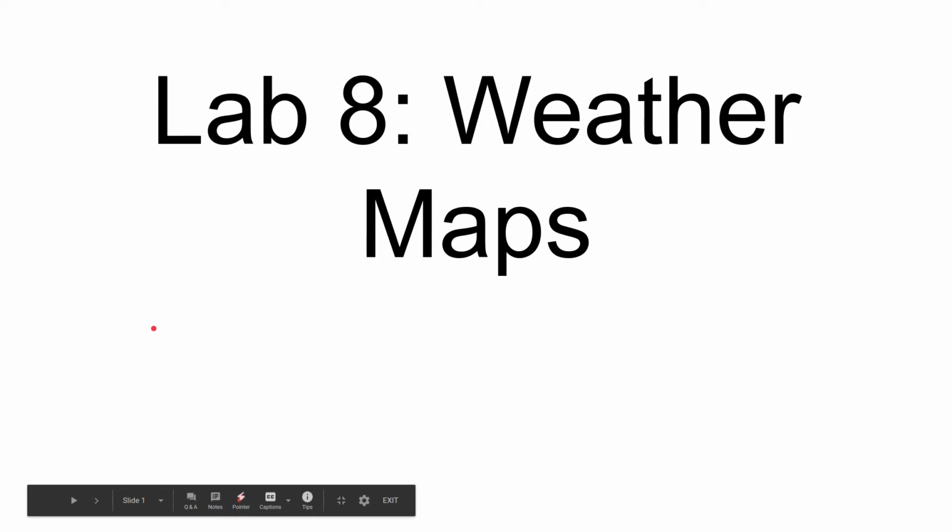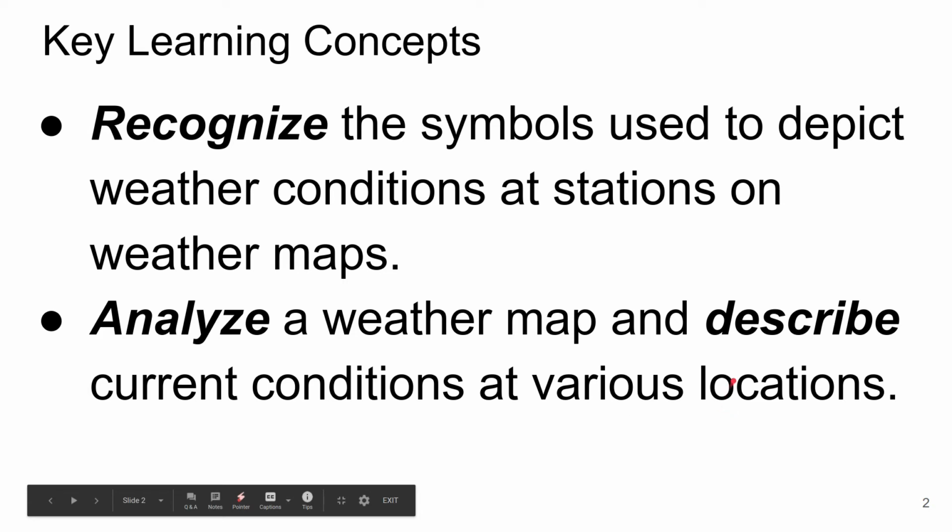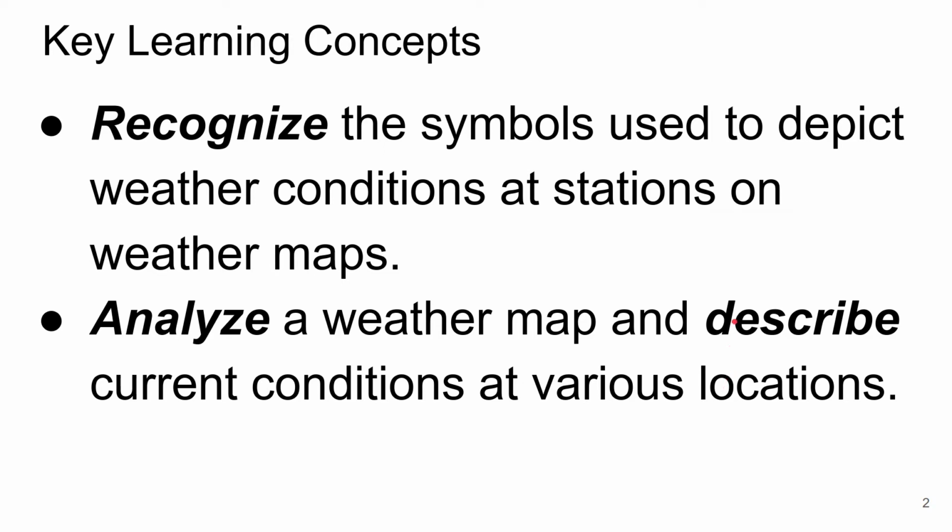All right, Lab 8, weather maps. What are we going to do? The key learning concepts. Here is what you are supposed to know when you successfully finish the lab. You should be able to recognize the symbols used to depict weather conditions at stations on weather maps. You should be able to analyze a weather map and to describe current conditions at various locations. So pretty much all I'm expecting you to be able to do is, if I give you a weather map, and if I give you the guides to what the various weather symbols mean, you should be able to decode the weather map and tell me what's going on at different locations on the map.